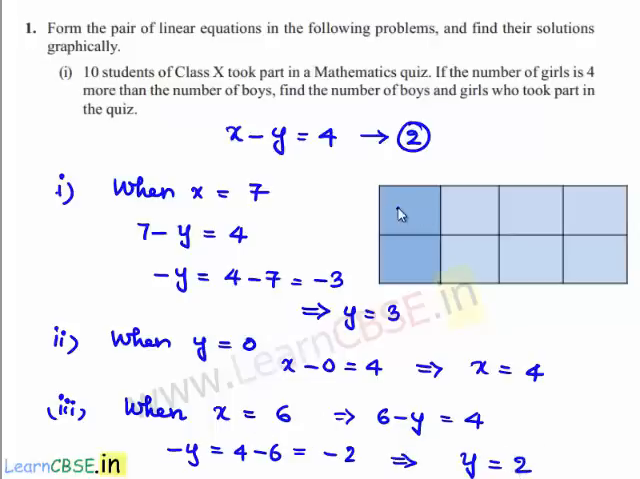So let us tabulate the found values in the tabular form. So when x is 7, value of y is 3. And when y is equal to 0, x value is 4. Again, when x is 6, the value of y is found as 2. By using these tabular forms, we will plot a graph and thus find the values of x and y.